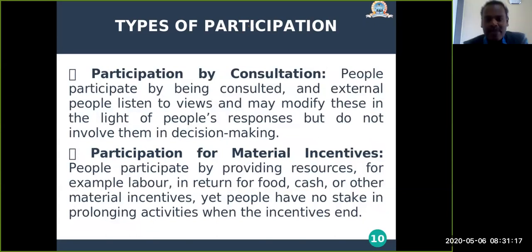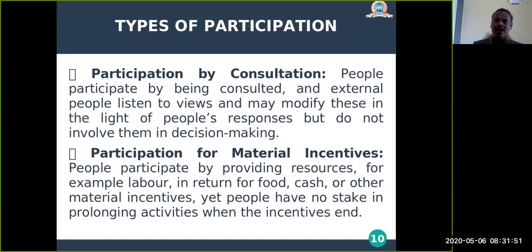Then participation by consultation. People participate by being consulted, and external people listen to views and may modify this in the light of people's response, but do not involve them in decision making. Here, you have already developed a program or a project, but what you are doing here, you are inviting the community to participate in your programs.